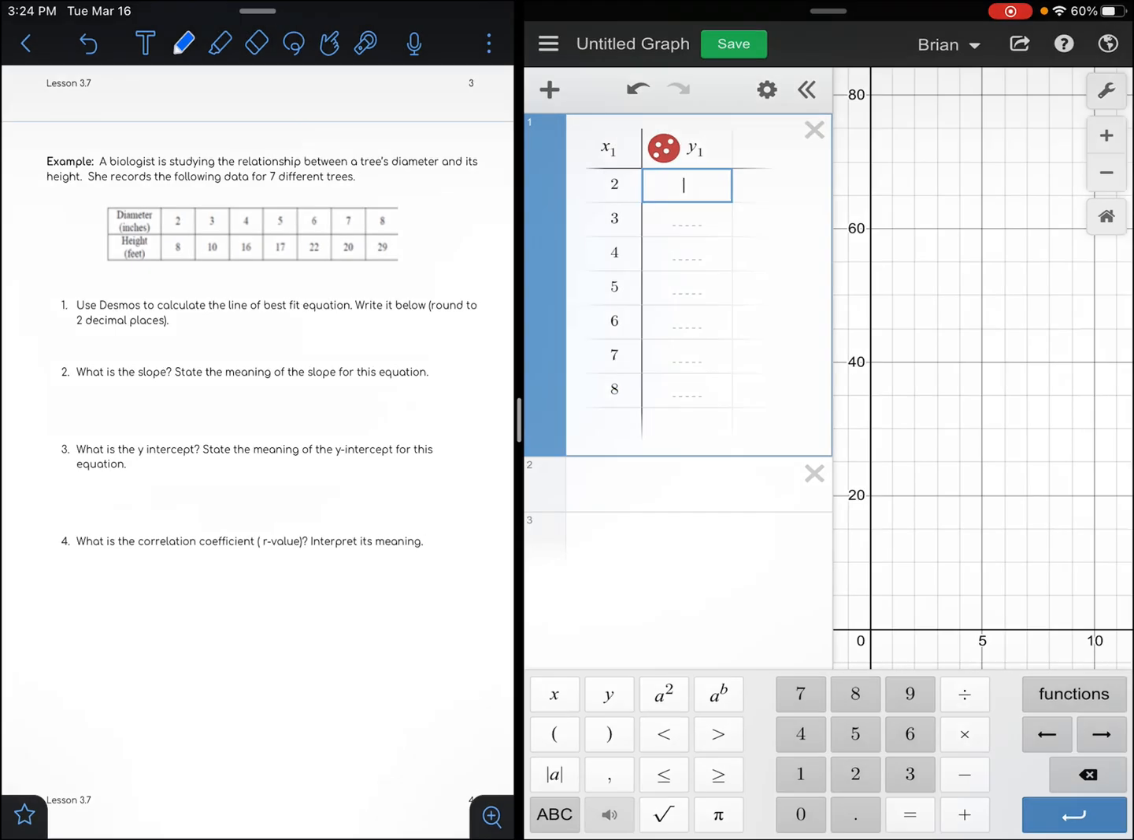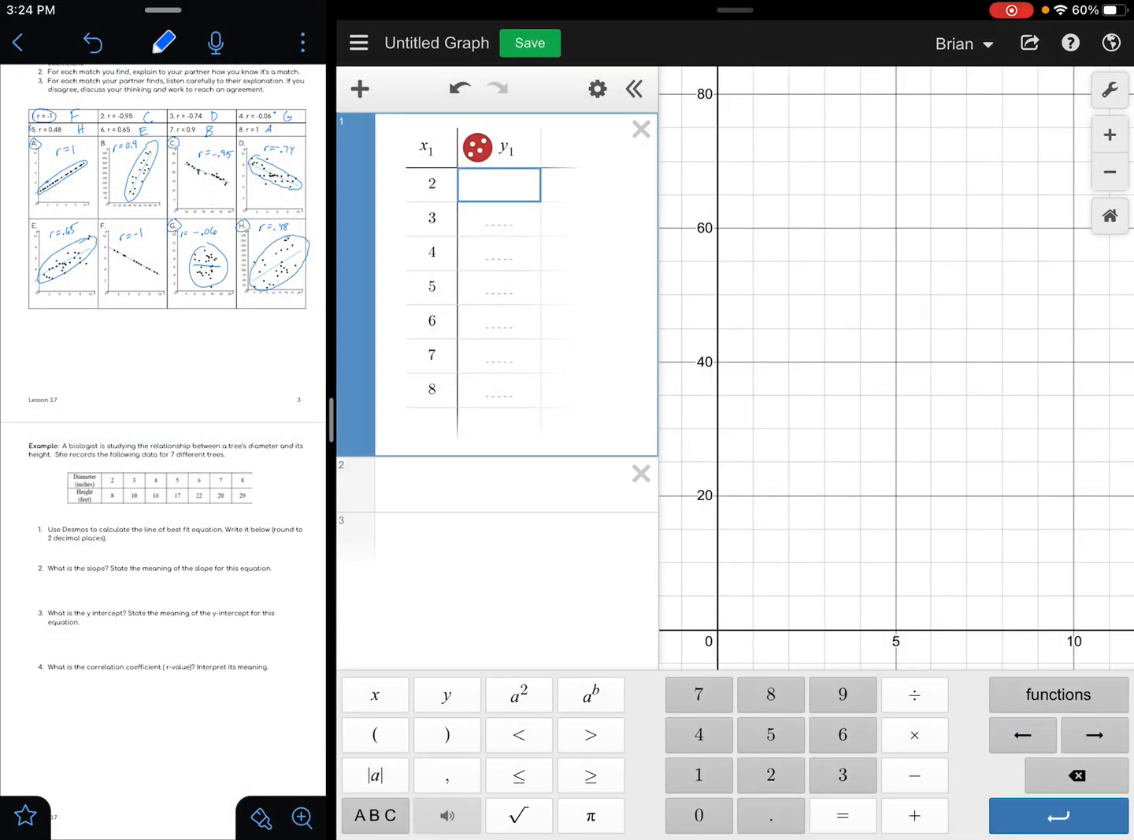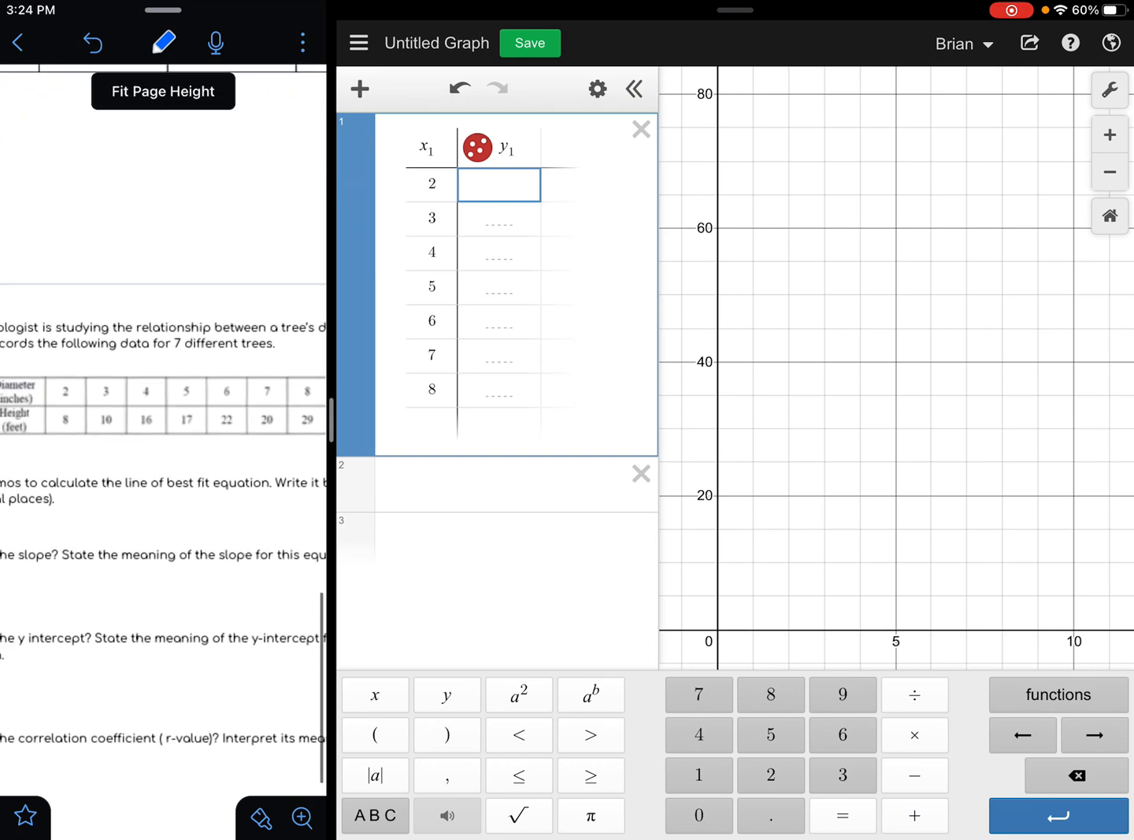And then we're going to put in our heights. See if I can get a little bit more workspace here. We've got 8, 10, 16, 17, 22, 20, 29. Okay. So you can see our scatter plot.